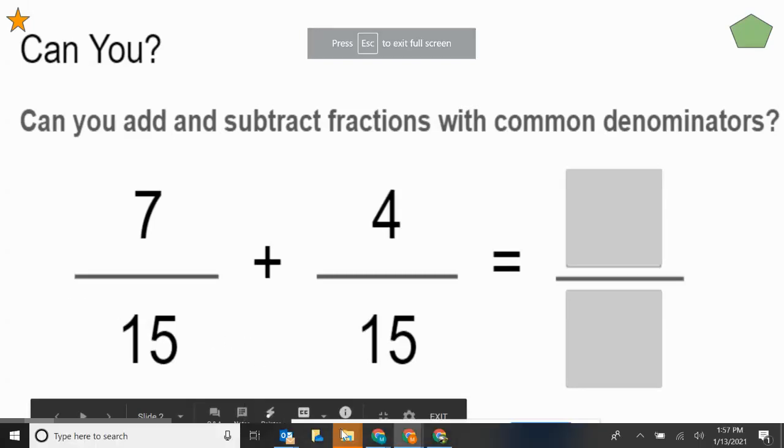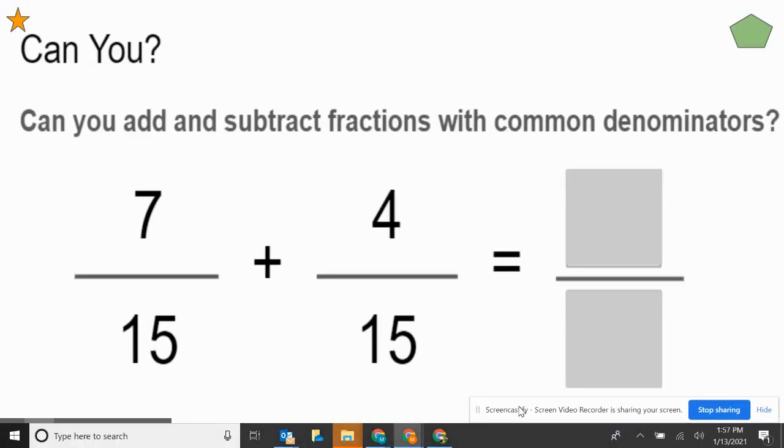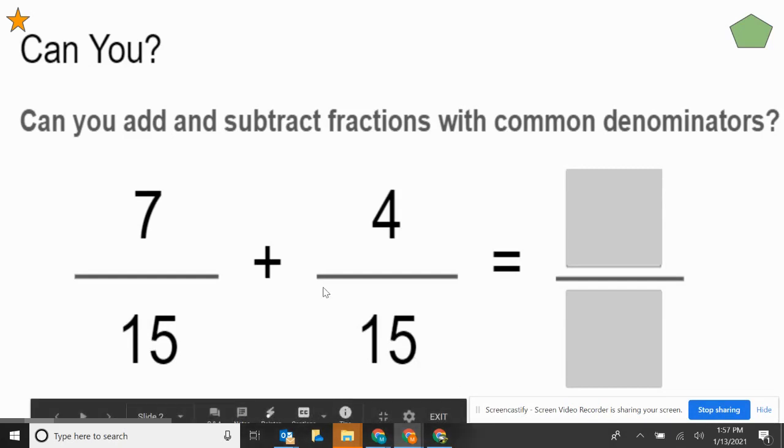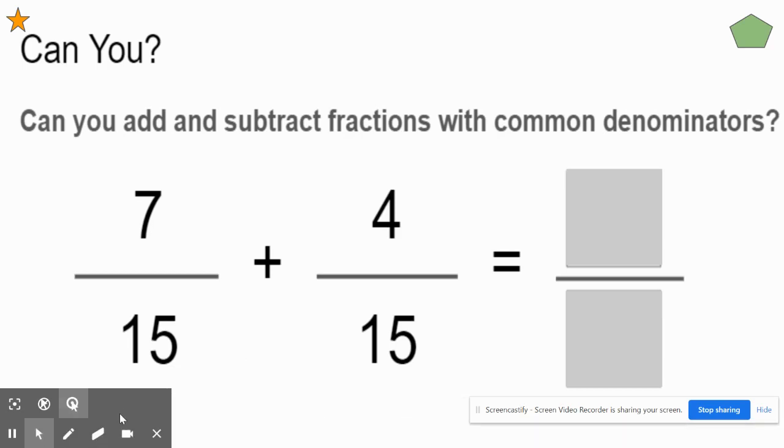Hi students, so I'm going to be going over the fraction skills that we've learned in the past 2 weeks to help you review for our test on Friday. So make sure to pay attention, take notes, and see if you got the right answers on your own fraction notes slideshow.